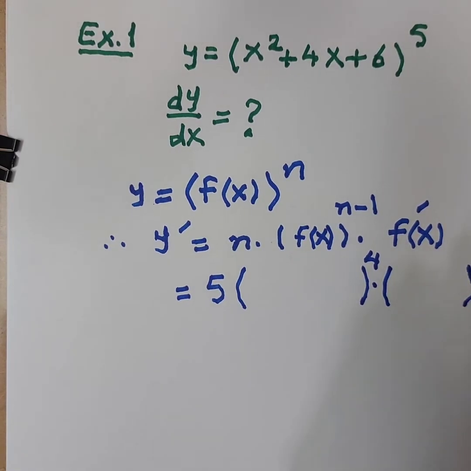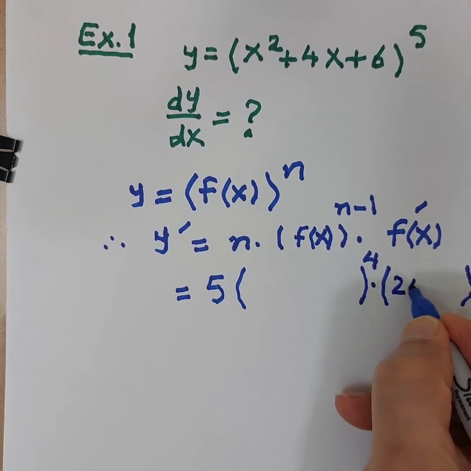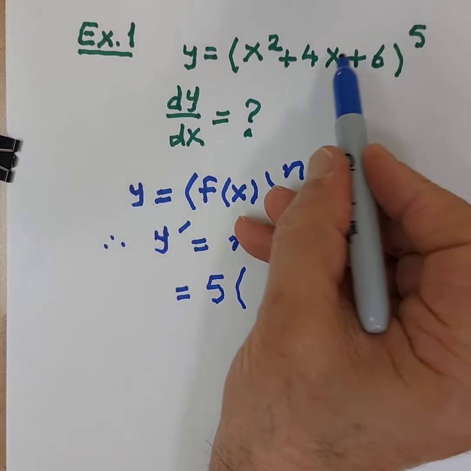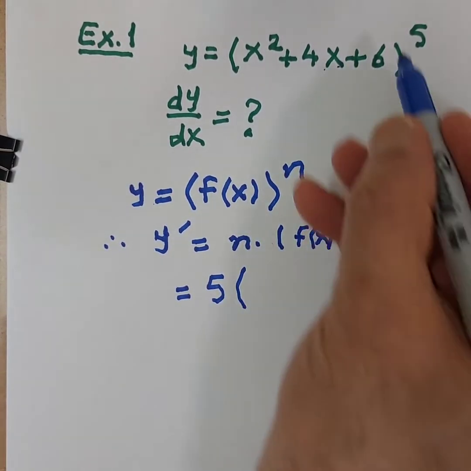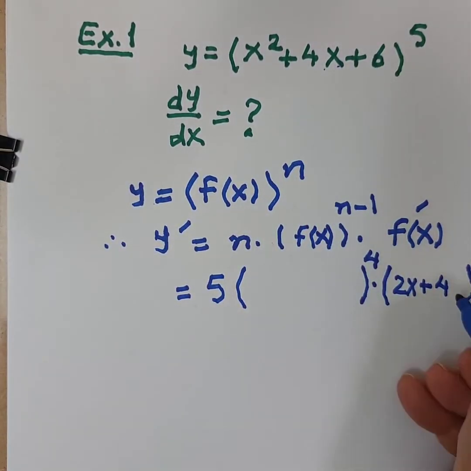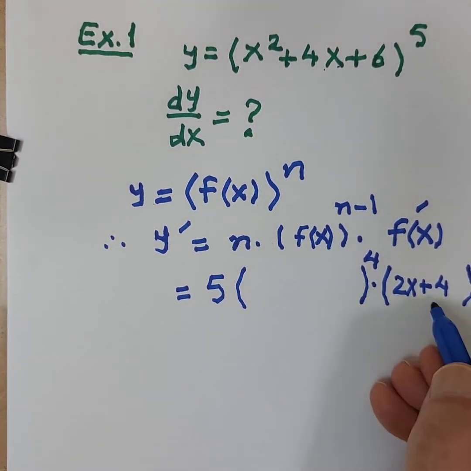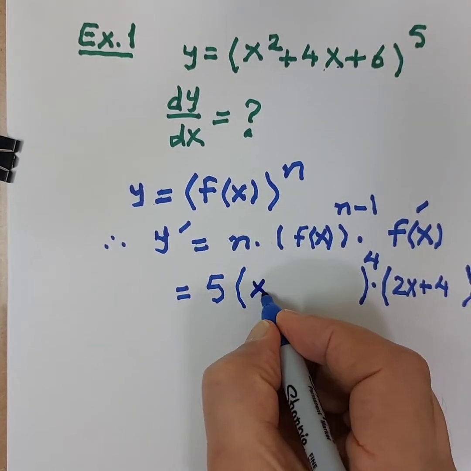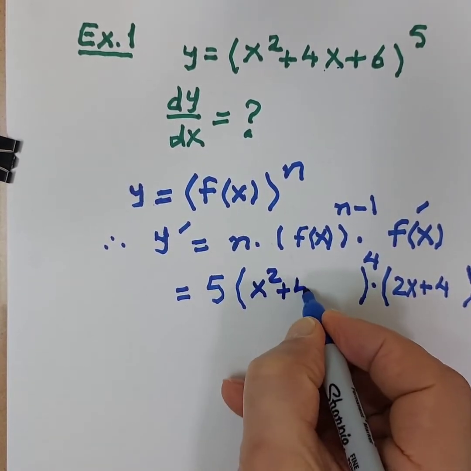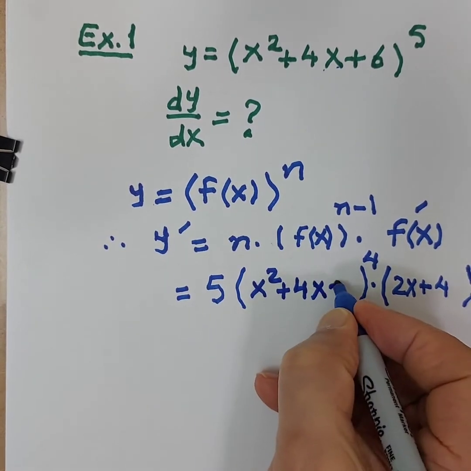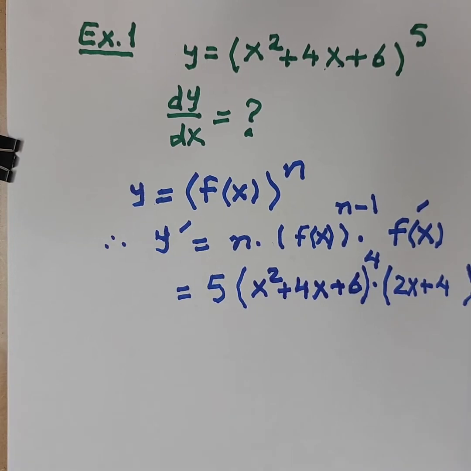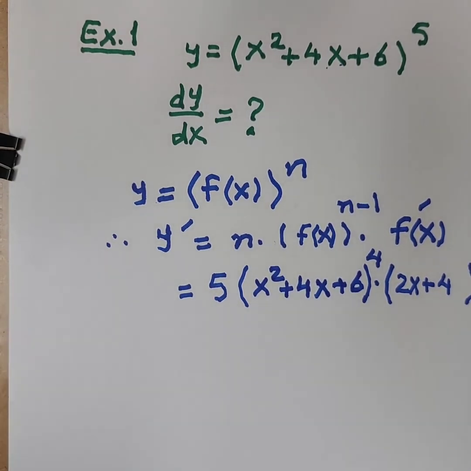The derivative of x squared is 2x, plus the derivative of 4x, which is 4, and the derivative of the constant is 0, so it's gone. So here we will write all what is inside the brackets, which is x squared plus 4x plus 6. This is the answer for the question. Let us go to another question.